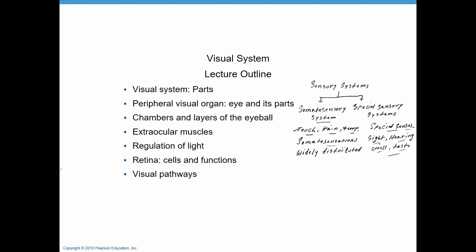So the receptors for sight are located in the retina of the eye, only inside the eye. For hearing, the receptors are only located inside the ear. For smell, inside the nose. For taste, in the tongue or inside the tongue. So highly localized, not widely distributed.